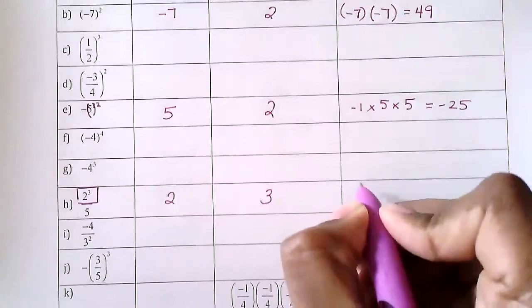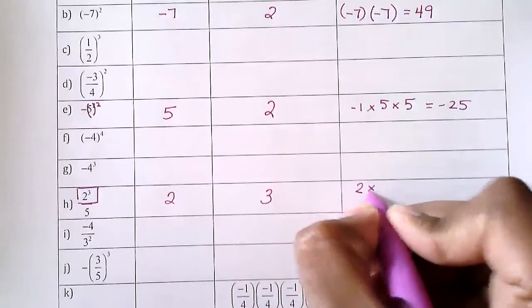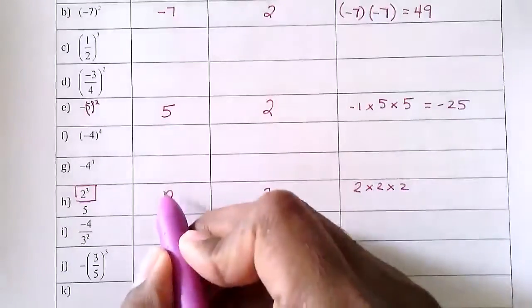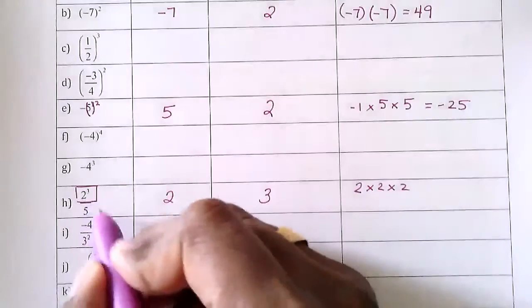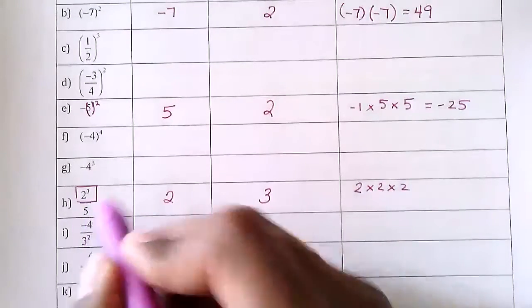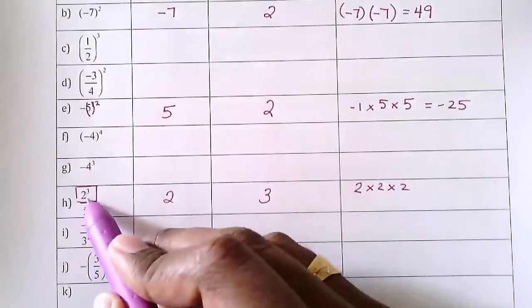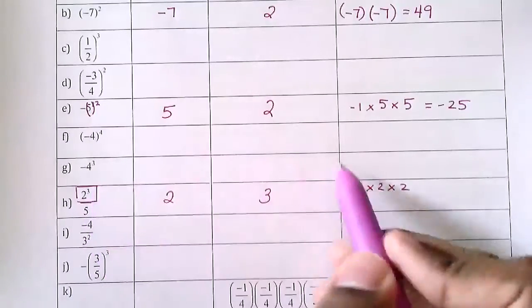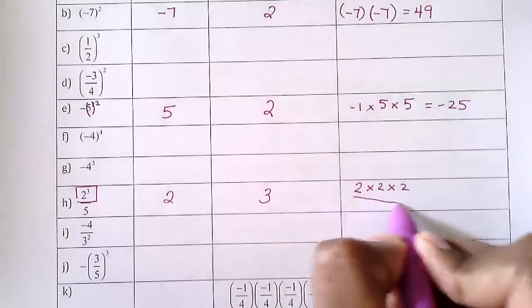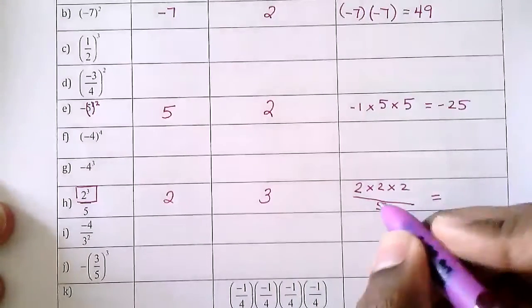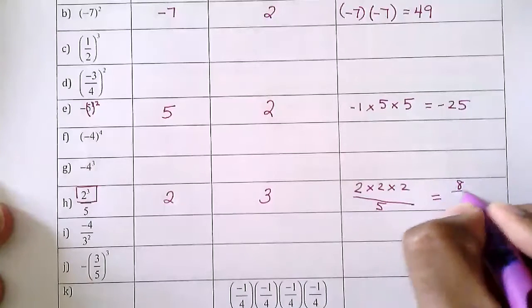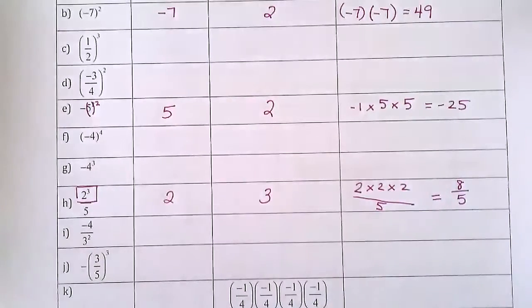So if I was to use the same rules, I have 2 times 2 times 2. So I took the base, wrote it out 3 times, and I'm multiplying it. But I can't just ignore the divided by 5. I know my numerator here is just 2 to the 3, which is 2 times 2 times 2. My denominator, I really did nothing to, so I keep it as is. So 2 times 2 times 2 is 8 over 5. The 5 was unaffected by any of this.